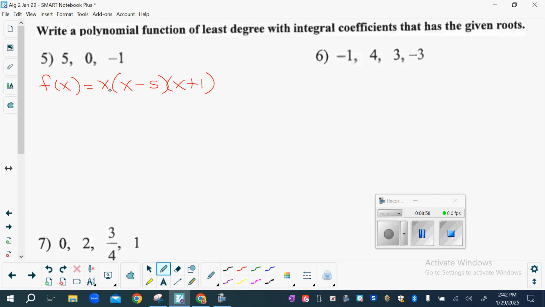We're going to use the claw. So what's the easiest way, do you think? FOIL. Which 2 should we multiply first? The x and x minus 5. So honestly, I would do the x minus 5 and x plus 1 and do the x later. It's not that you can't, it's just easier, I think. So we'll use FOIL here.